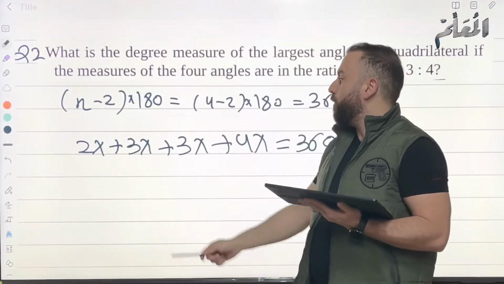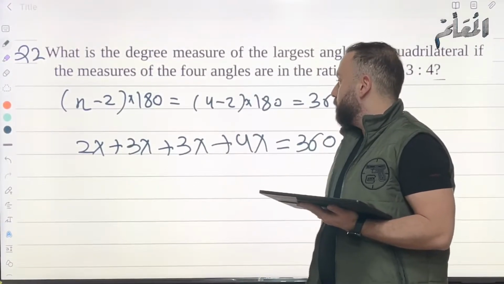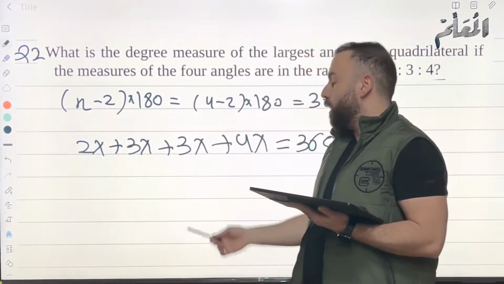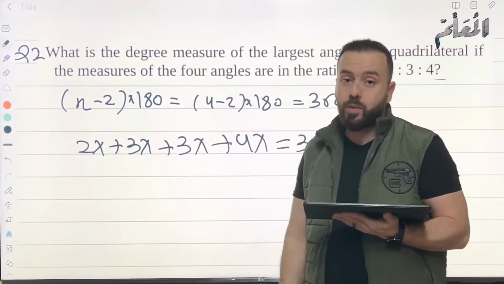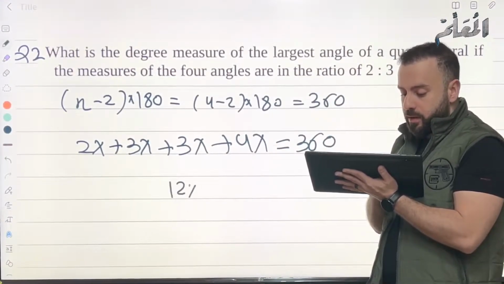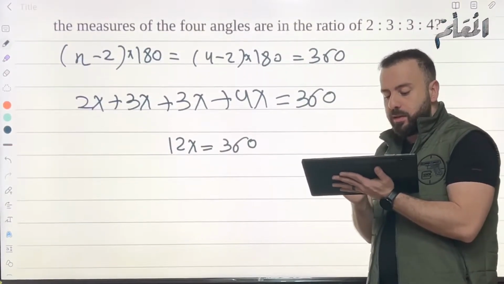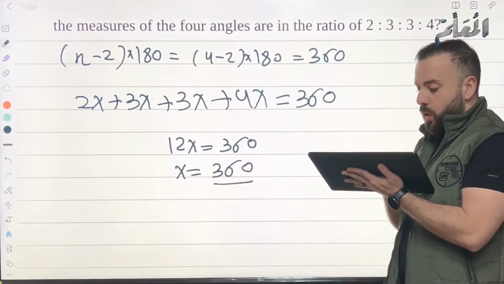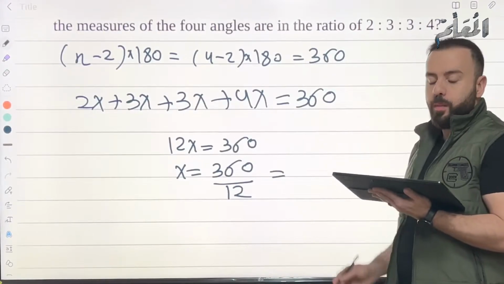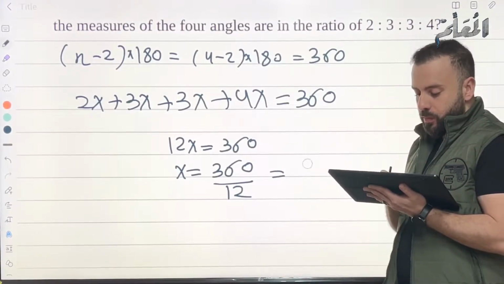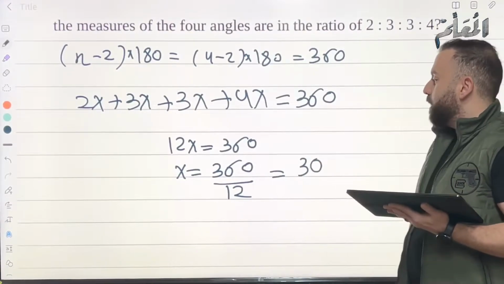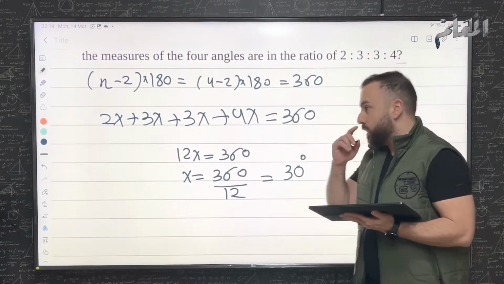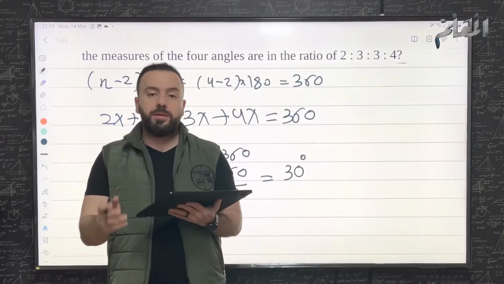2, 3, 5, 8, 12. So 2x plus 3x is 5x, plus 3x is 8x, plus 4x is 12x. So in this case, 12x is equal to 360, and x is 360 over 12, and that is equal to 30. So the value of x in this case is equal to 30.